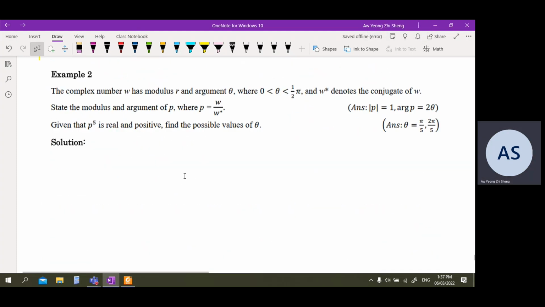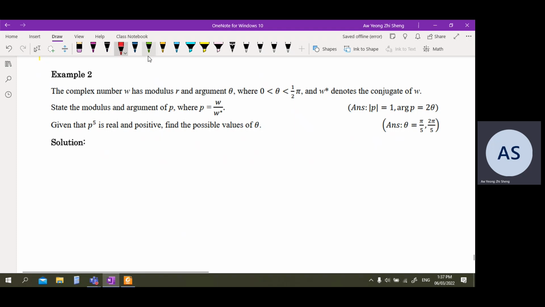The complex number w has modulus r and argument theta, where theta is between 0 and pi over 2, and so theta is an acute angle here. w star denotes the conjugate of w. State the modulus and argument of p, where p is w over w star.